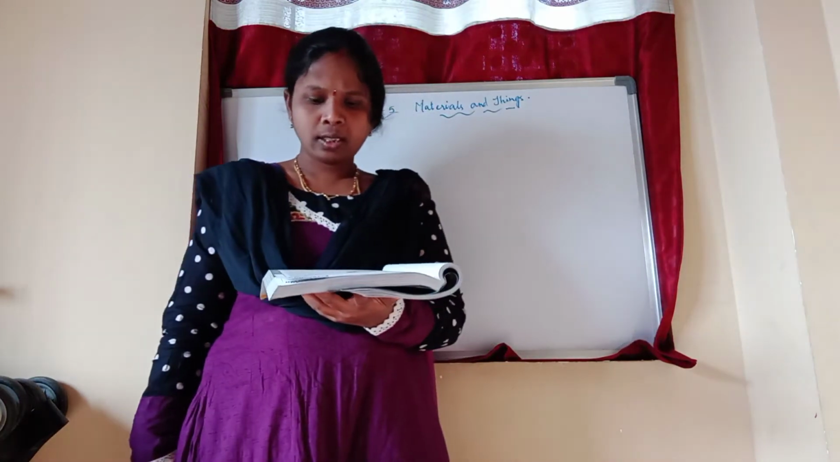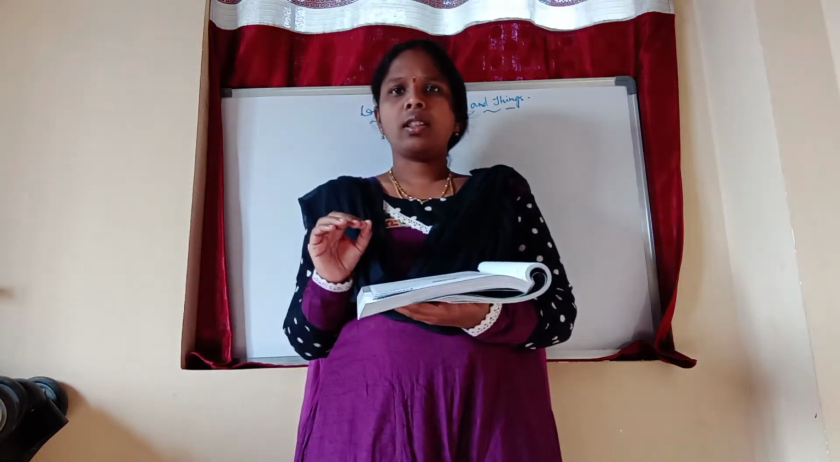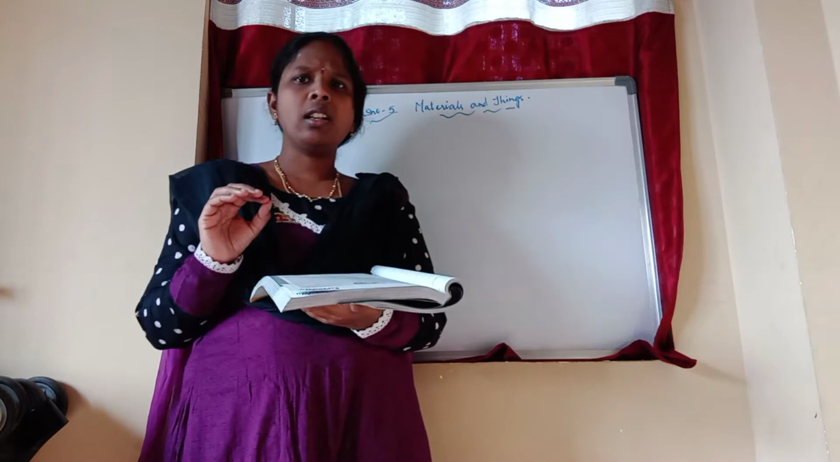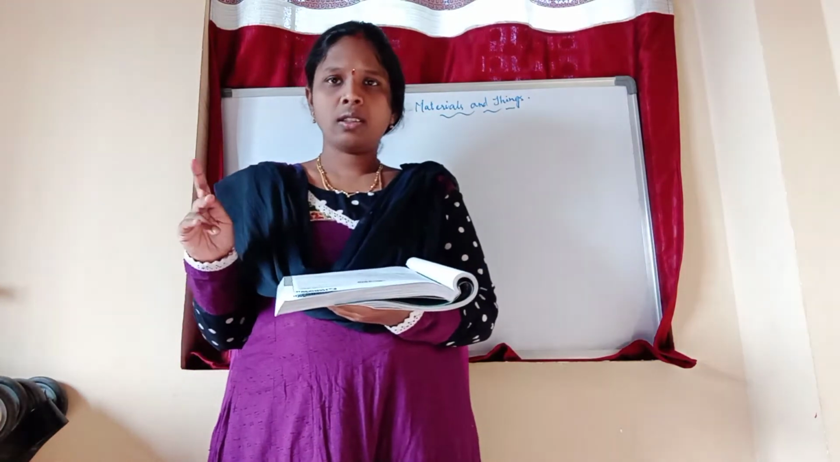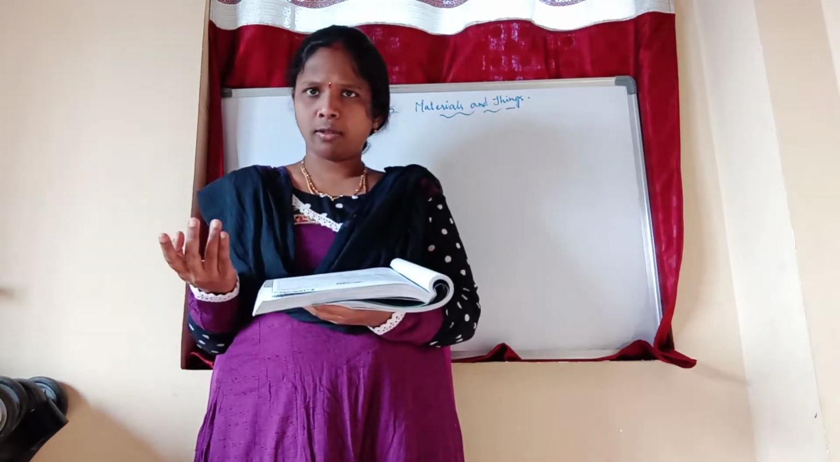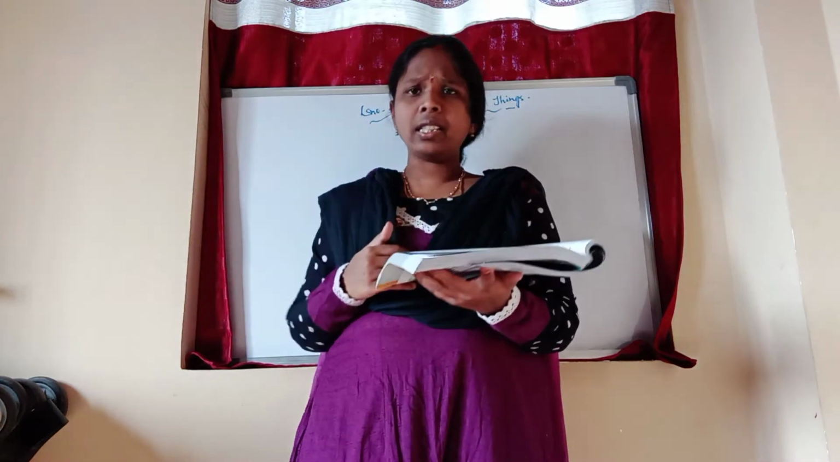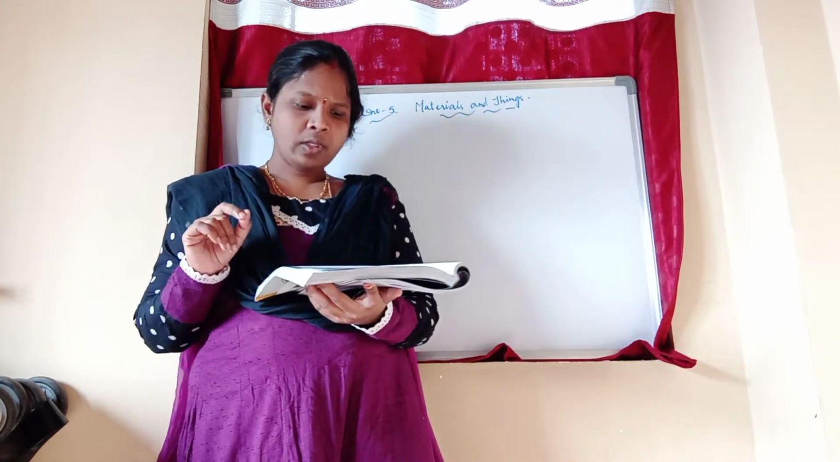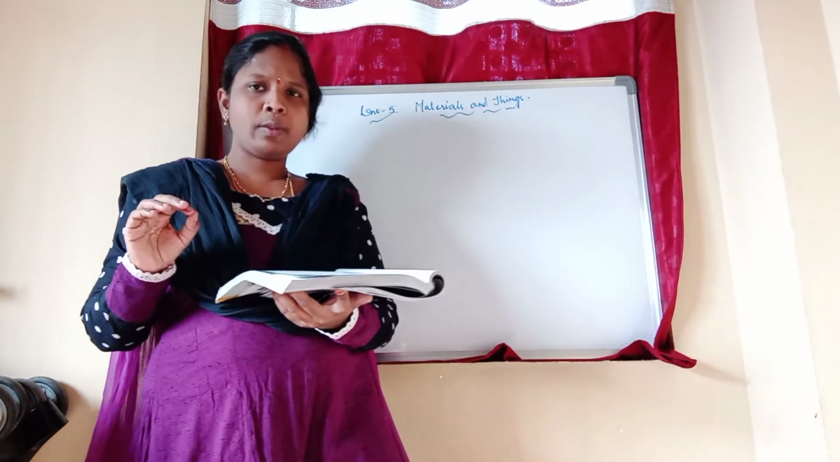So the next, things can be grouped on the basis of their shape and size. Based on their size and shape, we can classify them. It is true. Different types of materials have different properties. Next, the same thing can be made from different materials.